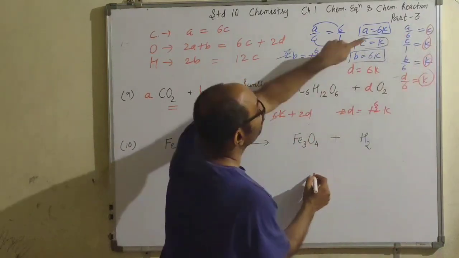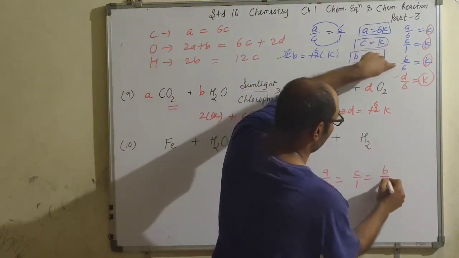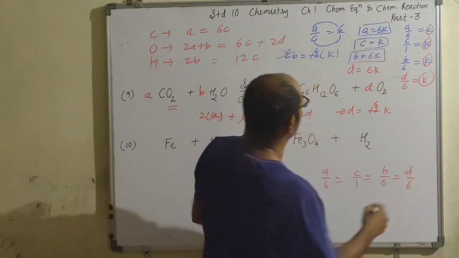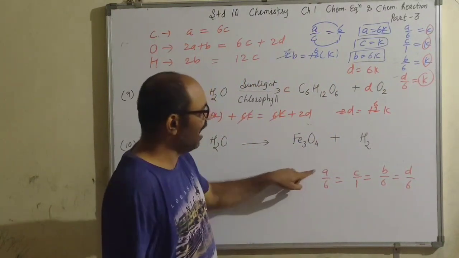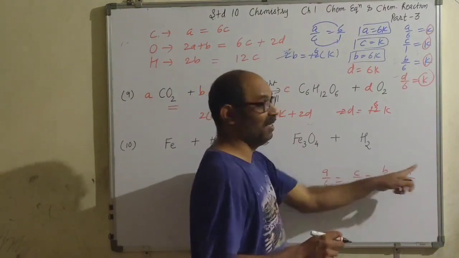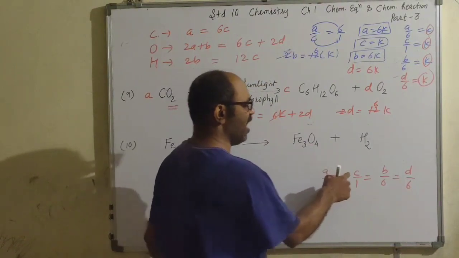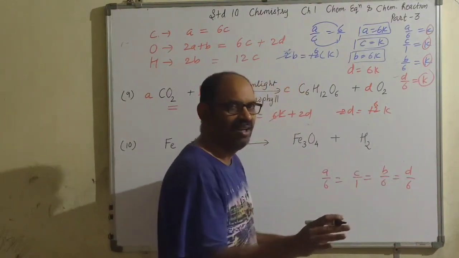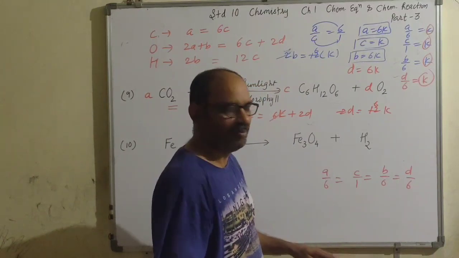K you got. So you may write A upon 6 is equal to C upon 1 is equal to B upon 6 and that is equal to D upon 6. This time, anyway, be careful. A, B, C, D, they are not in order. So please be careful. Coefficient of A, C, B and D are all 1. So no LCM and nothing to be multiplied in the denominator.